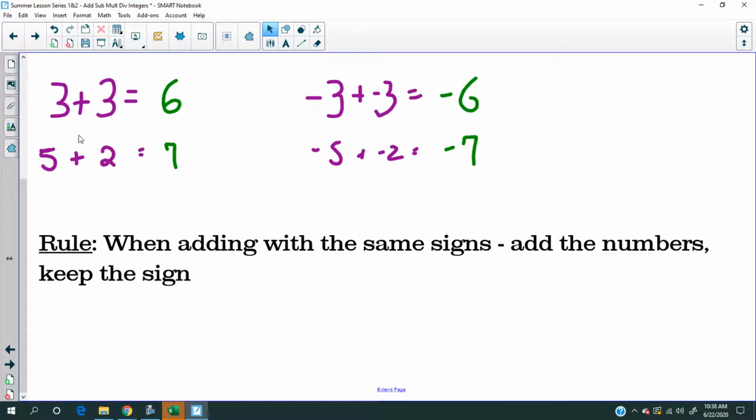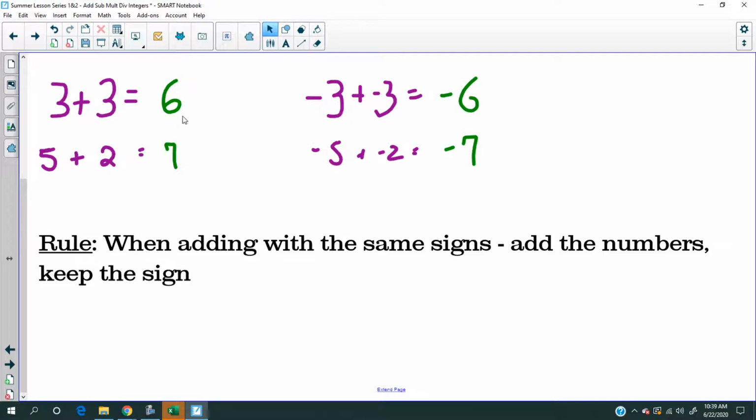Okay, so what I mean, right? You add the numbers, right? 3 plus 3, what's the sign here? Positive, answer, positive. Same thing here. 5 plus 2 is 7, right? What's the sign? Positive. What's the answer? Yeah, it's positive. Positive 7, right?